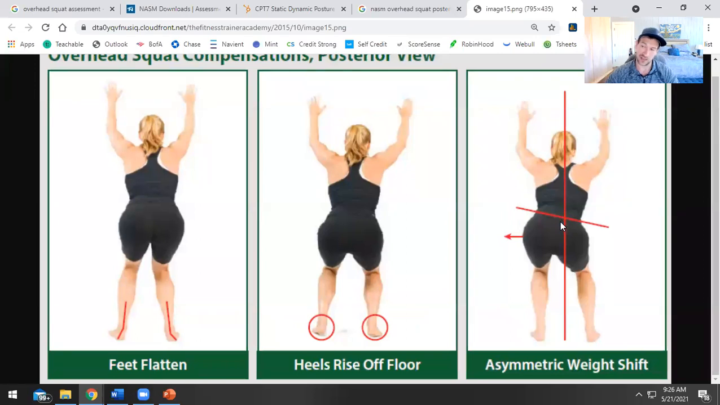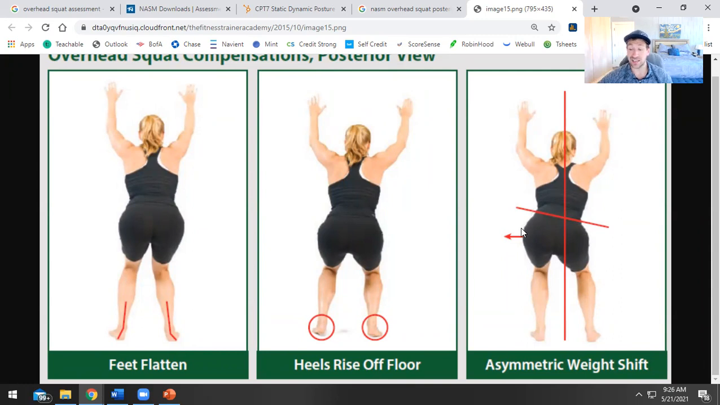We look to see, are they kind of sitting into one side? Are they being pulled too far this way? This is probably the biggest pain problem that you'll run into, which is why I think they keep it out of the regular edition of the NASM and they only put it in the corrective. Because this asymmetry is being caused by tightness in the muscles, it's not just weak glutes and tight hip flexors, right? That's an easy problem.